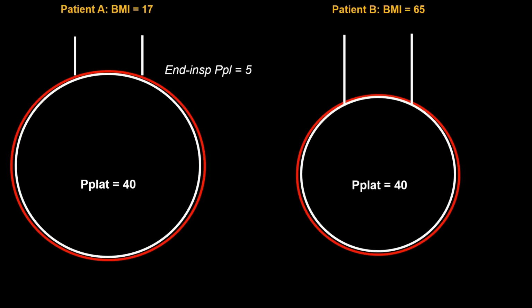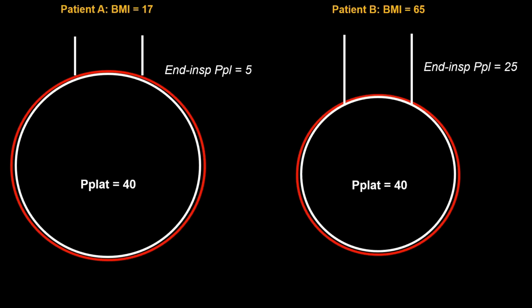So your plateau minus your pleural pressure would give you your end inspiratory transpulmonary pressure. That's the key word here, end inspiratory transpulmonary pressure. In clinical words, it would be the best estimate for end inspiratory lung stress. So in this case, it's 40 minus 5 is 35, which is quite high.